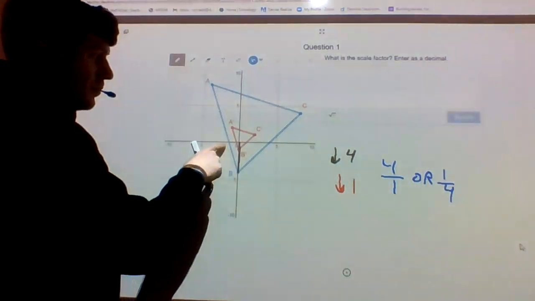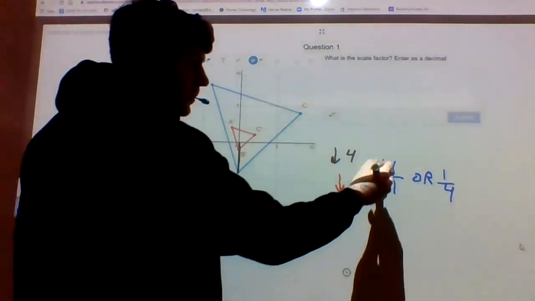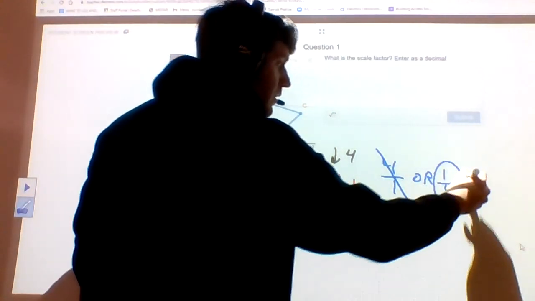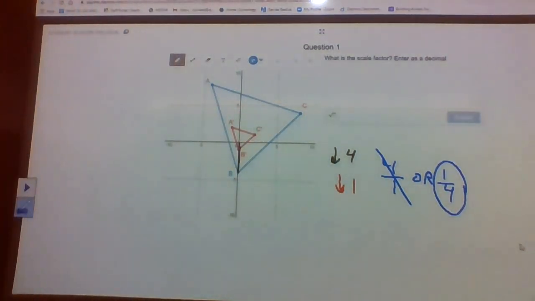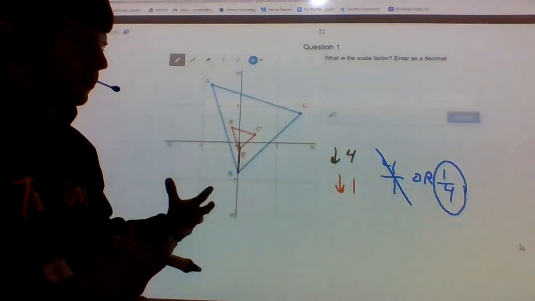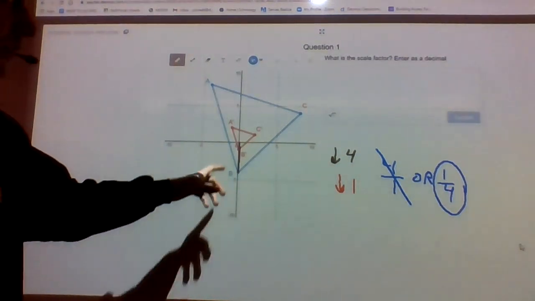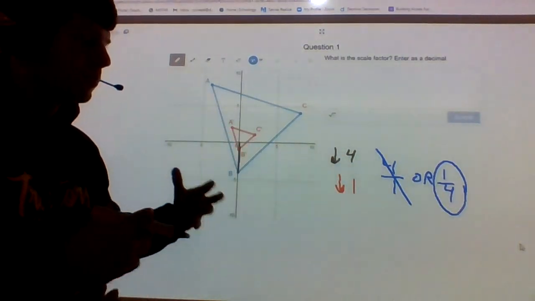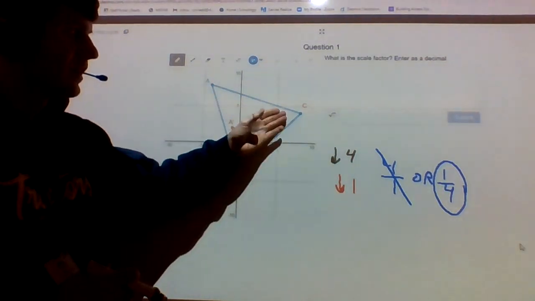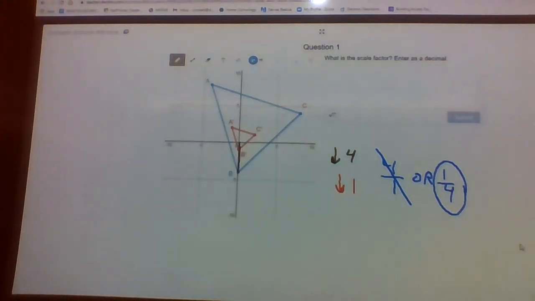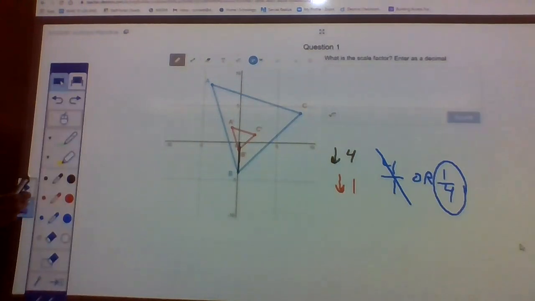And since we're going from blue to red, we're getting smaller. We want the scale factor that is less than 1. So 1 over 4. Okay, so all the points on the red triangle are 1/4 as far away from the center as the blue points. The lengths of the sides of the red one are going to be 1/4 the length of the sides of the blue one. Okay, next question.